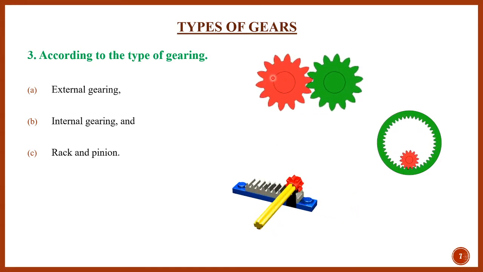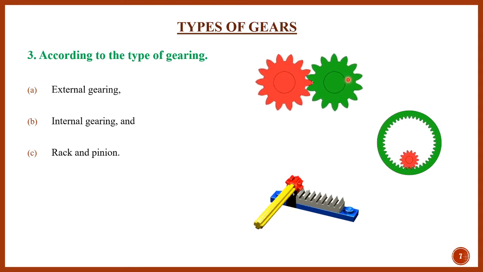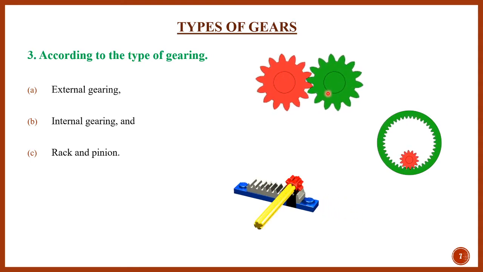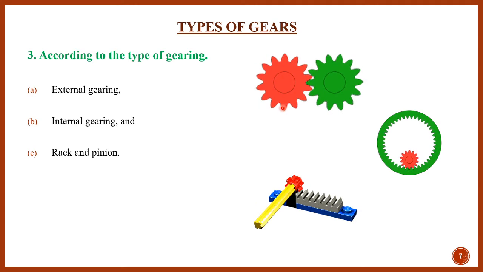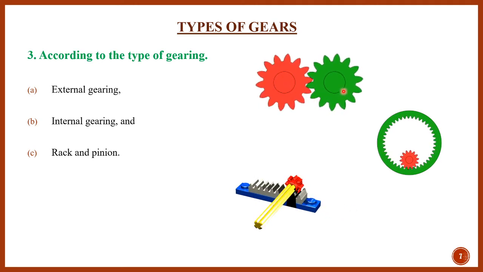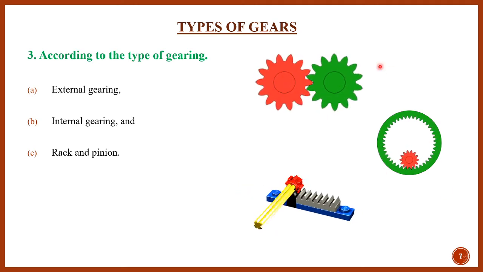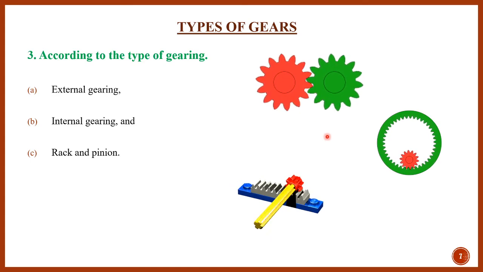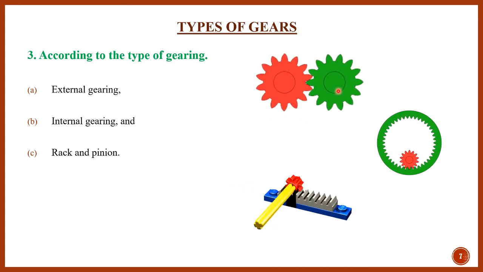anyone may be the input. This may be the input or this may be the input. As we give the input to this, it allows this to rotate. If we give the motion to this, it will rotate this. Okay, these two types of gearing. In these two types of gearings, rotary motion is converted into rotary motion.